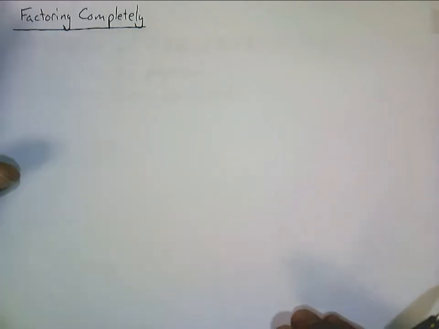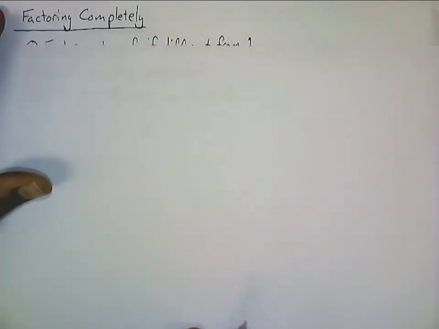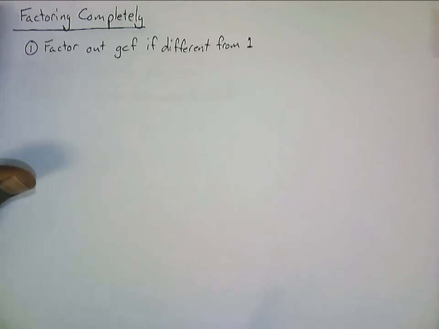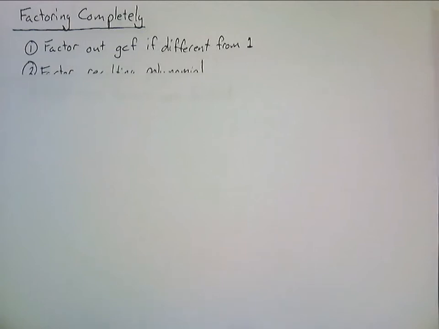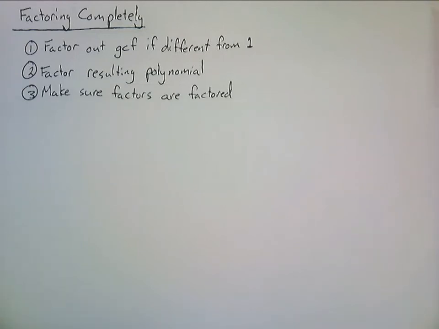So for factoring completely, you have to do three things. The first one is to factor out any greatest common factor in each of the terms of the polynomial if it's different from 1. Always a good idea to factor out the GCF first. Next, whatever's left after you factor out the GCF, factor the resulting polynomial. I'll look at an example to show you that. And finally, make sure that all factors are factored. So let's do a quick example here.